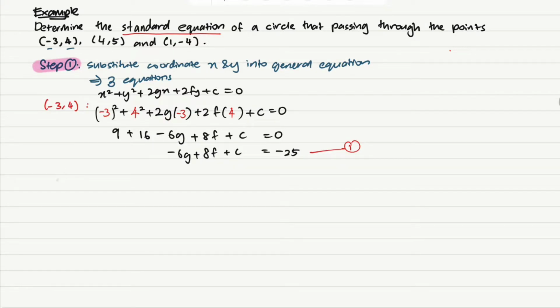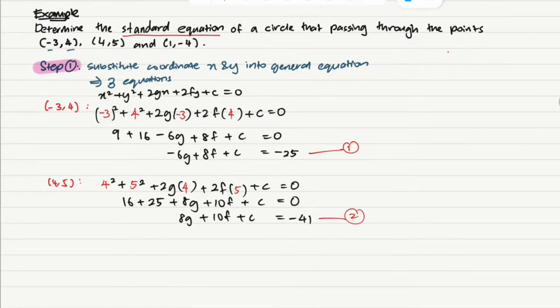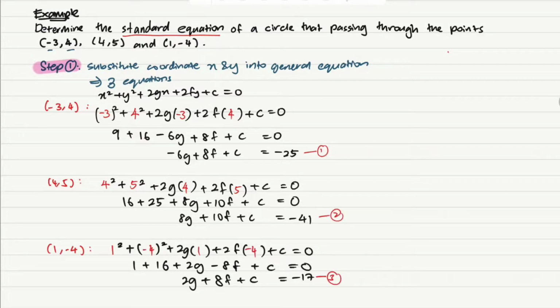The next point is (4, 5). Repeat the same steps. But now your x coordinate is 4 and y coordinate is 5. After substituting, just simplify and rearrange. Repeat the same steps for the last point, (1, -4), where now 1 is the x coordinate and -4 is the y coordinate.